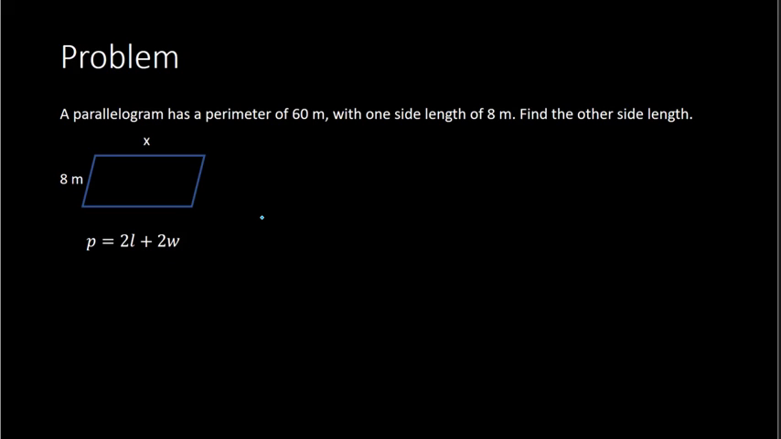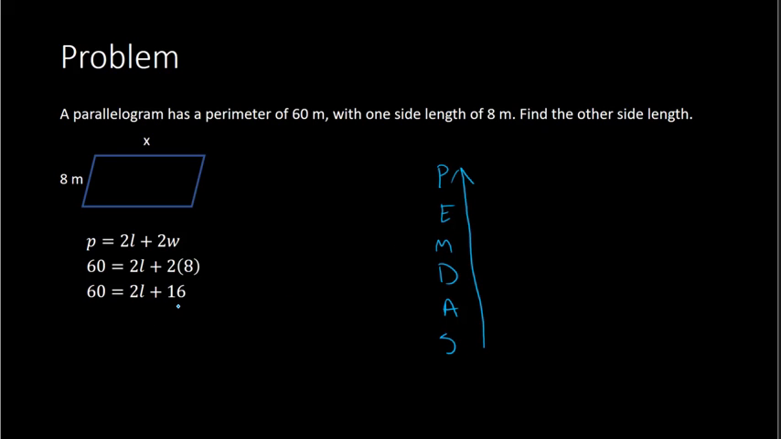So I have 60 equals 2L plus 2 times 8. Well, 2 times 8 is 16. And from here I can solve by getting rid of the 2 and the 16. When I solve an equation, make sure that you work in reverse order of operations. So we see addition right here, and we see 2 times L, which is multiplication. So get rid of the addition first, and we do that by subtracting. So we subtract 16 from both sides.